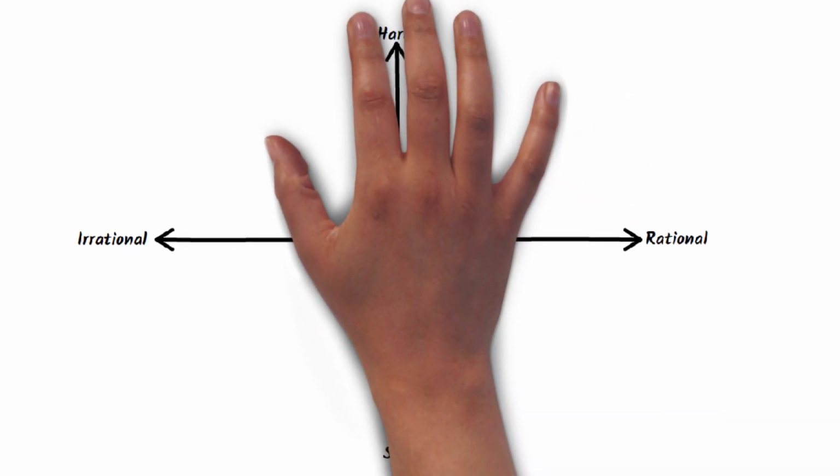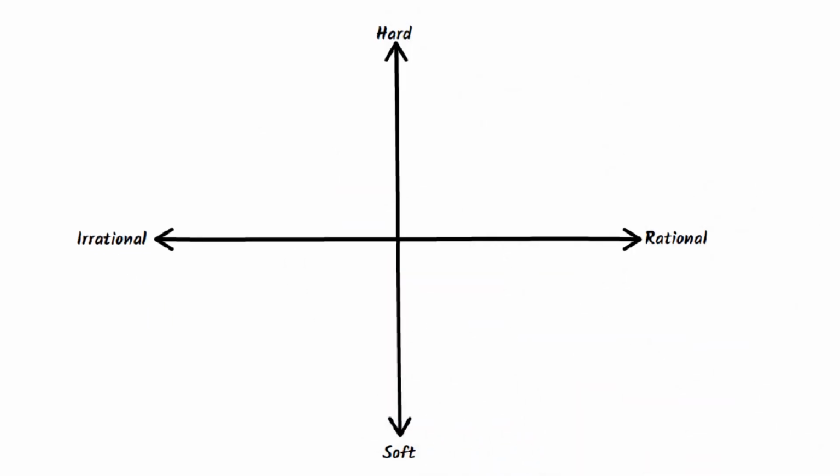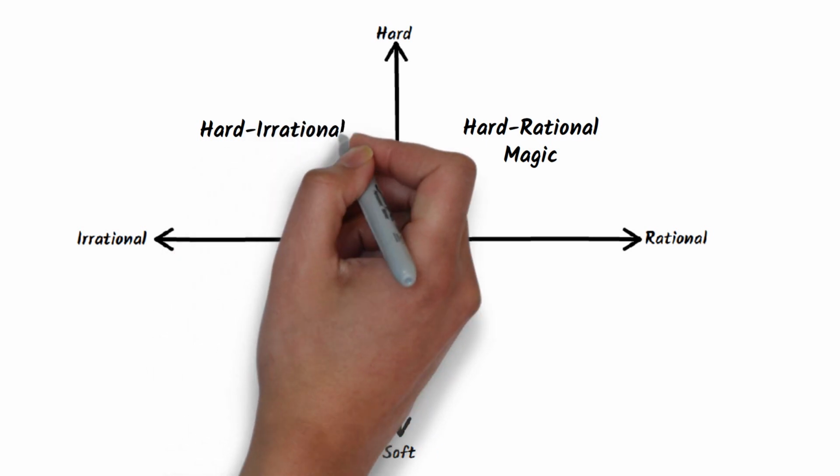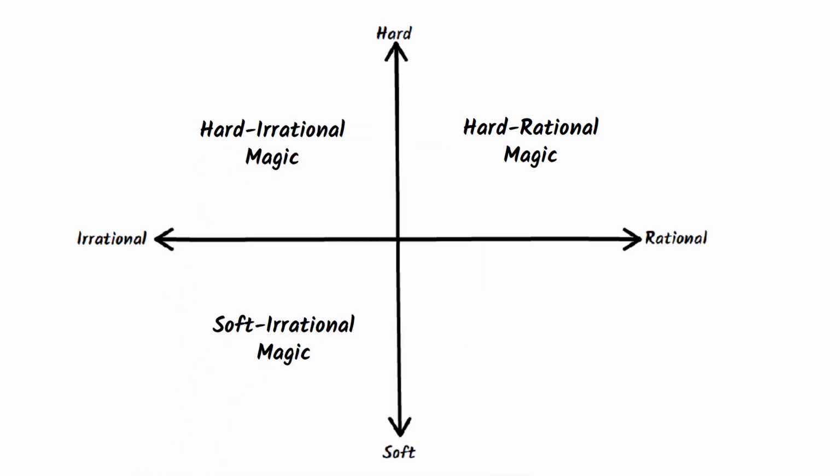What we're talking about is this right here. Each quadrant on this chart represents a distinct type of magic system. So you can see that we have hard rational, hard irrational, soft irrational, and soft rational magic systems. Those are the four types. That's it. That probably doesn't make a ton of sense right now. So let's start picking it apart and look at the pieces that make this chart.